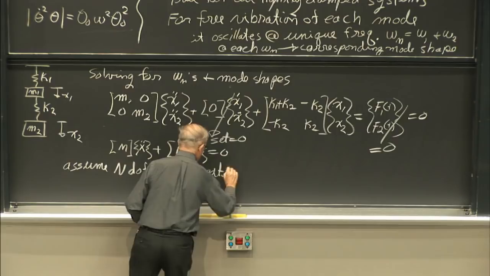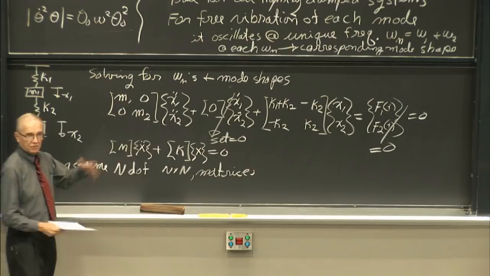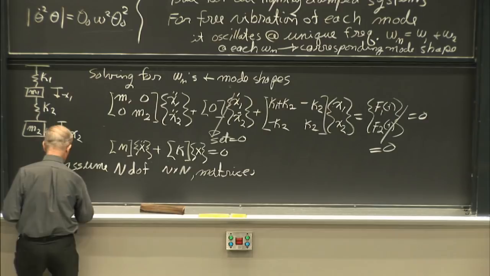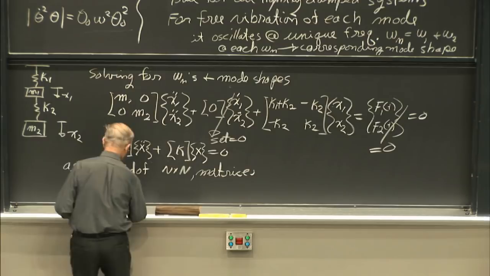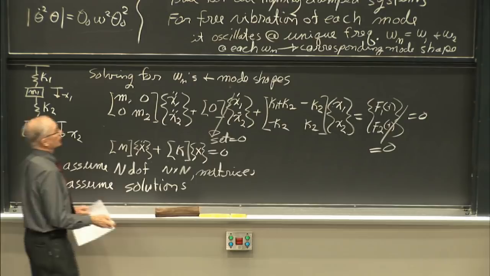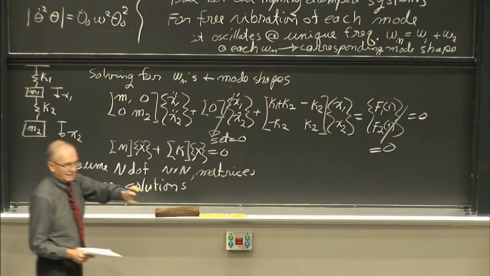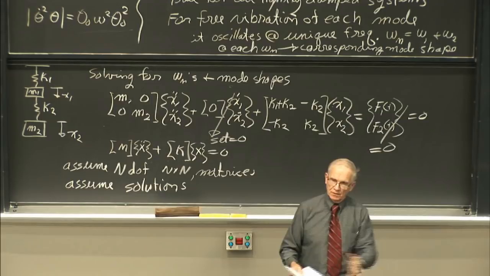How would we find the natural frequencies and mode shapes of this general system? So you assume solutions of the form of what I've been describing, a natural mode. Any natural mode of the system has a particular shape to it and a particular frequency. And that's the key assumption here.